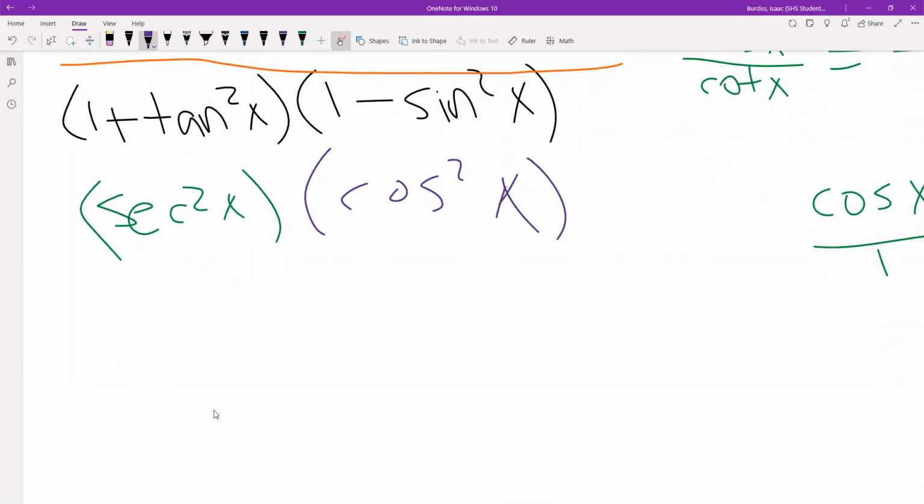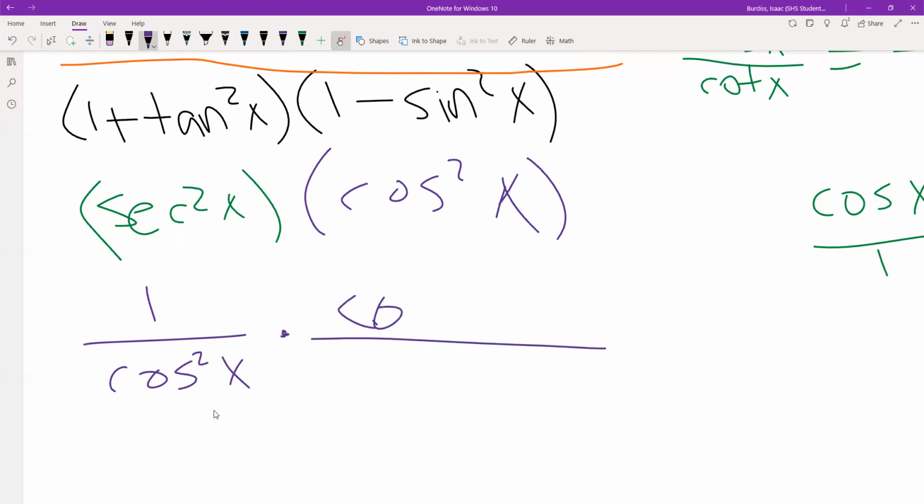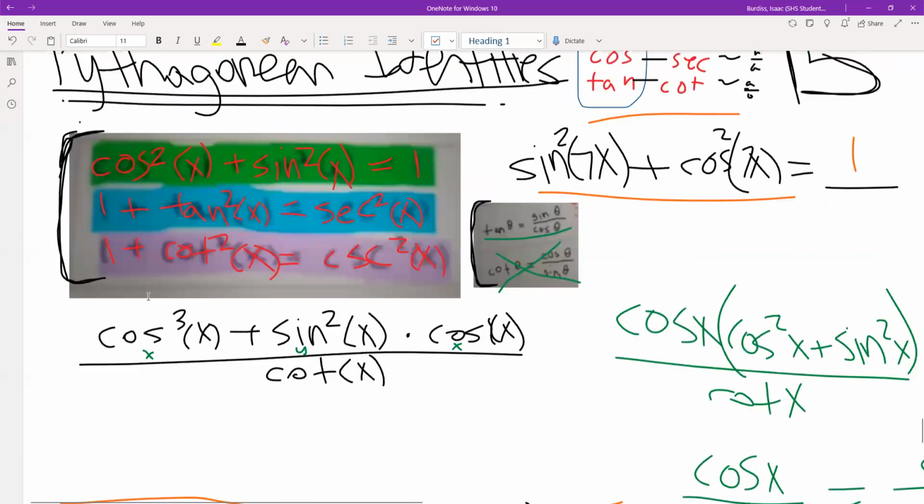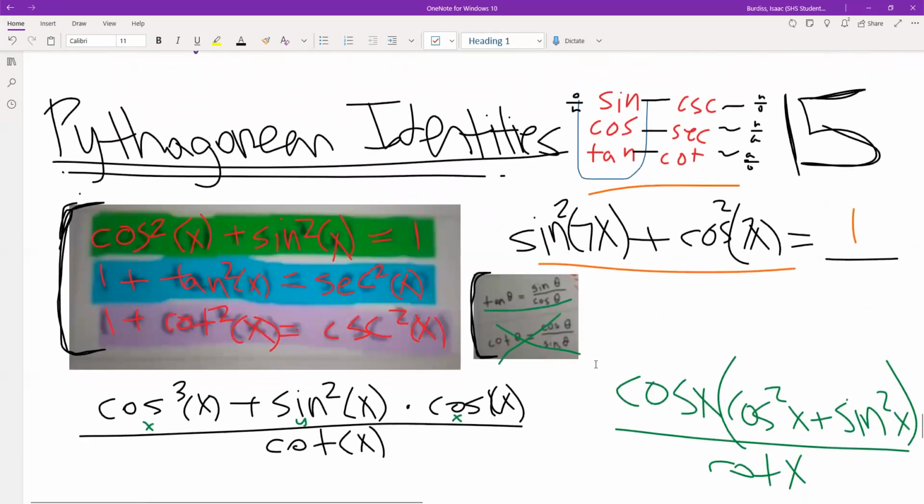So you multiply these. Well, secant squared x, that's really 1 over cosine squared x. So then this is cosine squared x over 1. Oh, cancels out, cancels out. The answer is 1. So a lot of times these things end up with simple answers, but you just need to know how to use these, and they can rearrange.